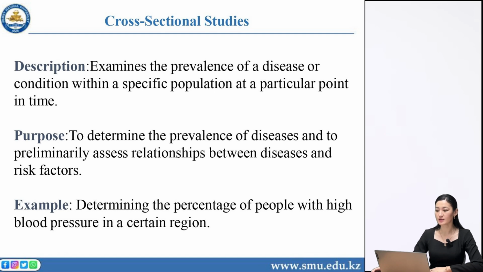The next study design is cross-sectional studies. Description: it examines the prevalence of a disease or condition within a specific population at a particular point in time. Purpose of the study design: to determine the prevalence of disease and to preliminarily assess relationships between diseases and risk factors. For example, determining the percentage of people with high blood pressure in a certain region.